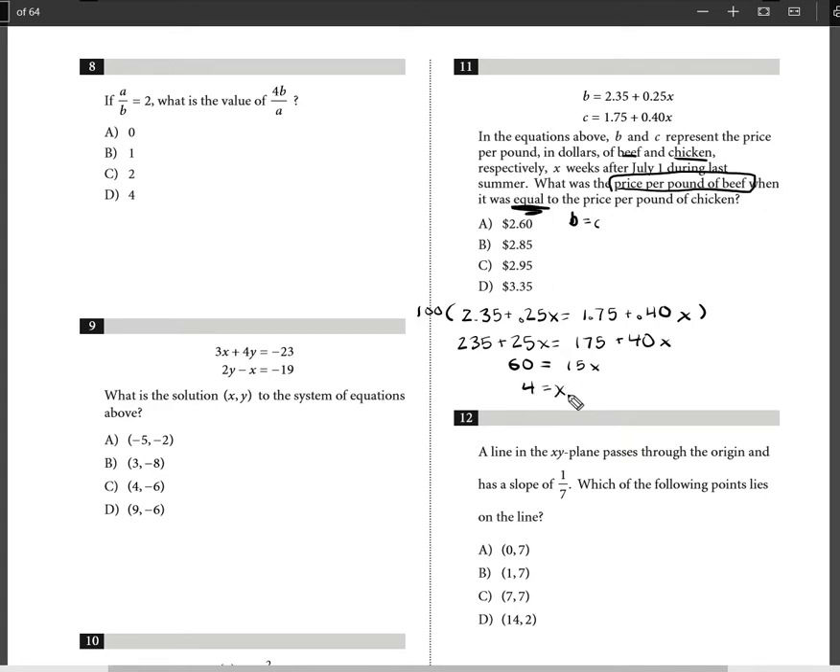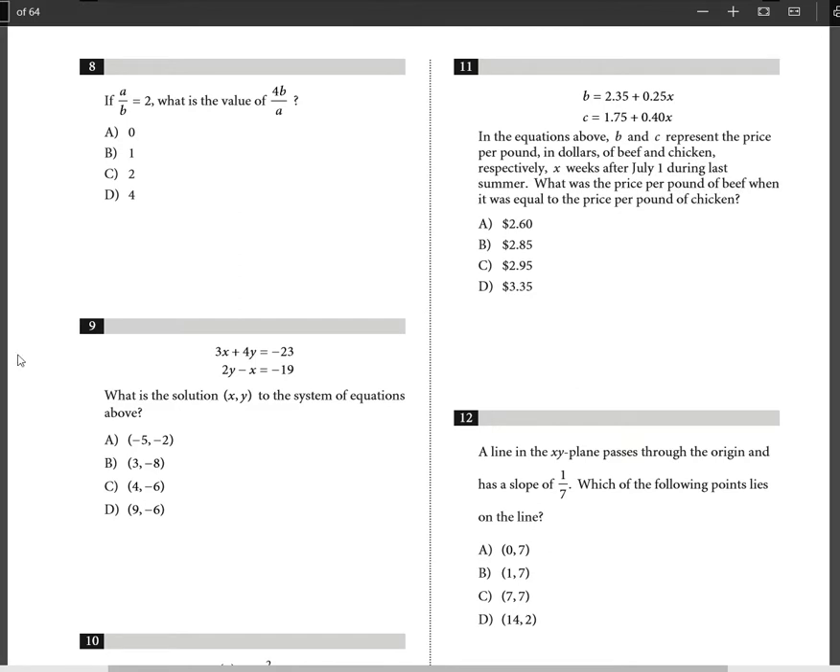Now that is not your answer, that is the value of x. What are they asking you for? The price per pound of beef. So now we need to plug in 4 into this equation. So 0.25 times 4. That's like saying 4 quarters, which is $1. So we have 2.35 plus $1. That will give us $3.35. $3.35 is your price.